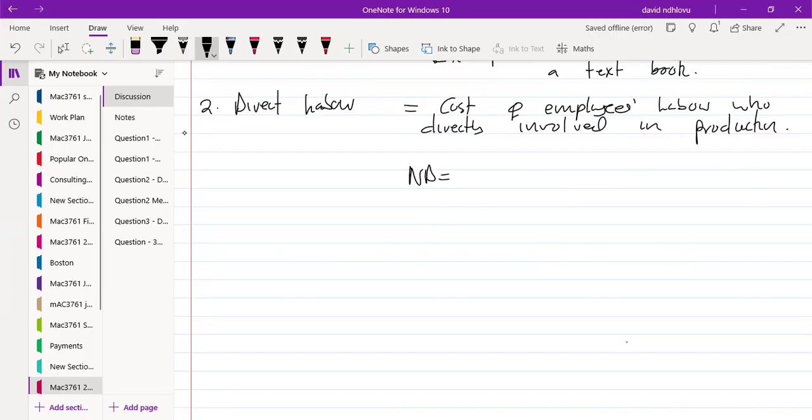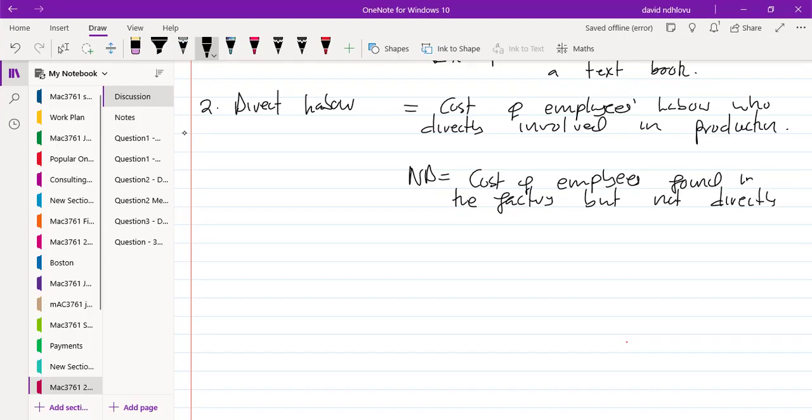Right, the cost of employees found in the factory, but not directly involved in production, will be classified as indirect labor.